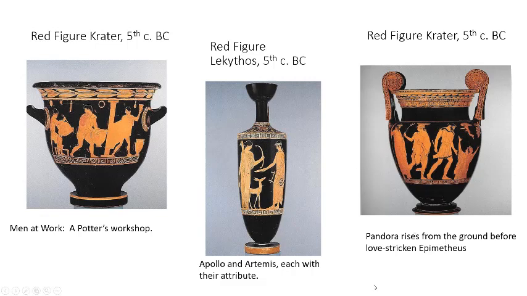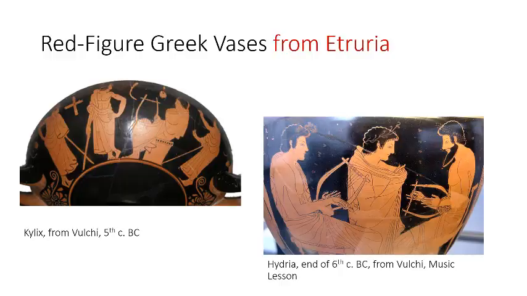And on the right, a scene shows Pandora rising from the ground before love-stricken Epimetheus. So, look at him, yes. So again, one of those mythological scenes. Who is the guy with the wings on his hat and boots? You know who he is. Wings on hat and boots means Hermes, right?